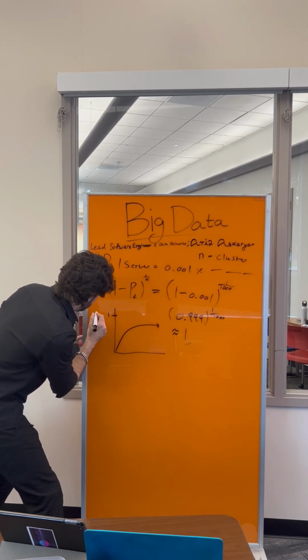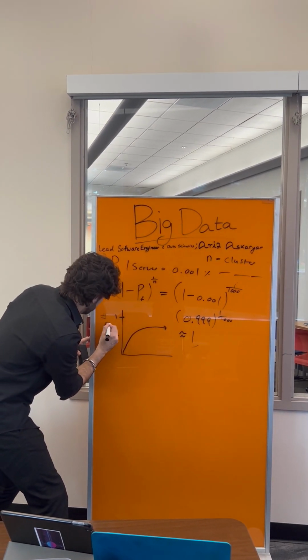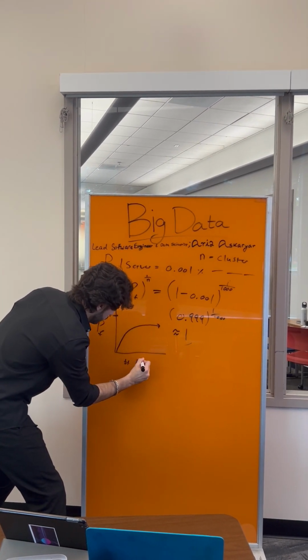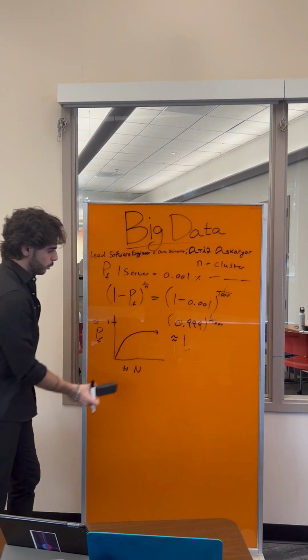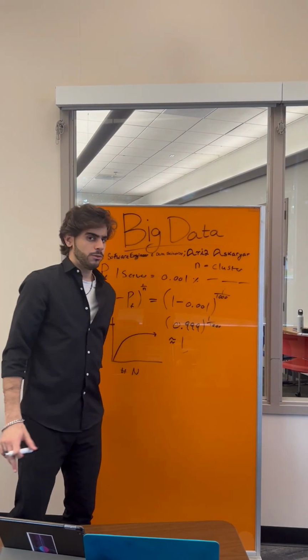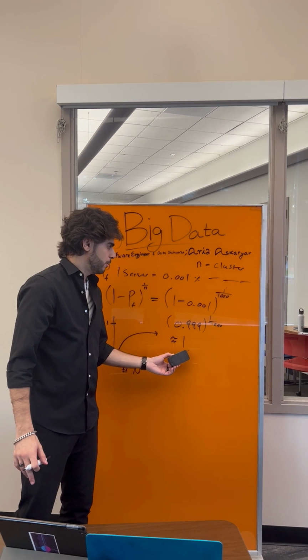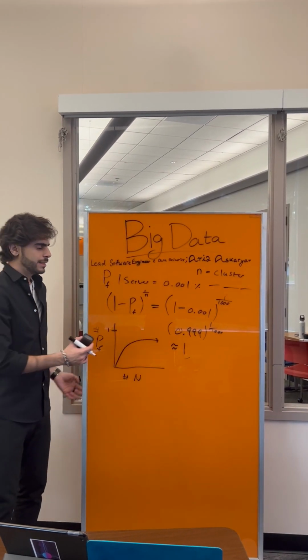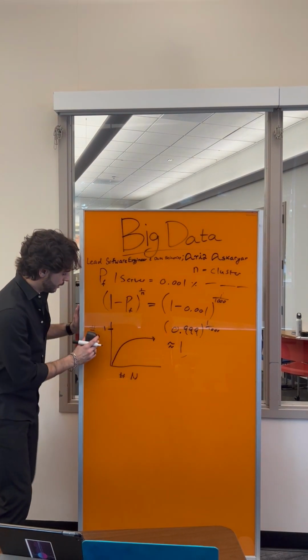So this is percentage of chance of failure, and this is number of clusters, or number of n increasing. So the more servers we get, the higher chance of failure will occur. So let's say if we have over 1,000 servers, there's a high probability one or more of these servers will crash.